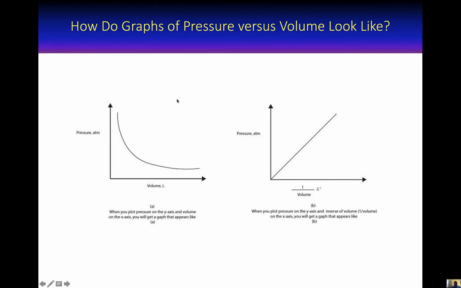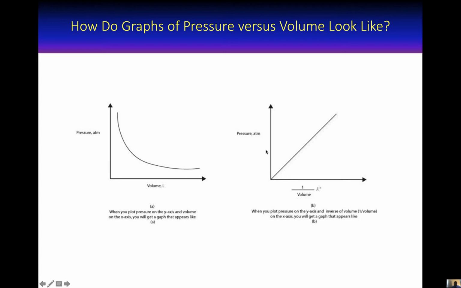So what do graphs of pressure versus volume look like? Usually when we plot pressure in atmospheres versus volume in liters, we get a curve like this. Clearly, as the pressure increases, the volume of gas decreases, and as the volume of gas increases, pressure decreases.